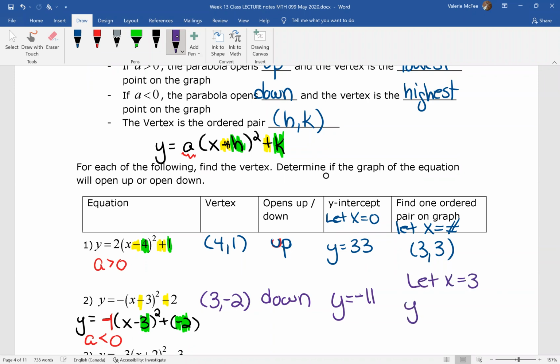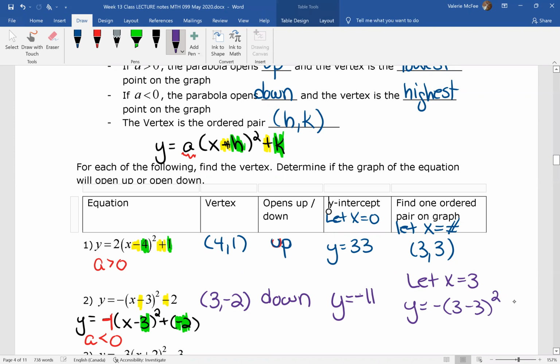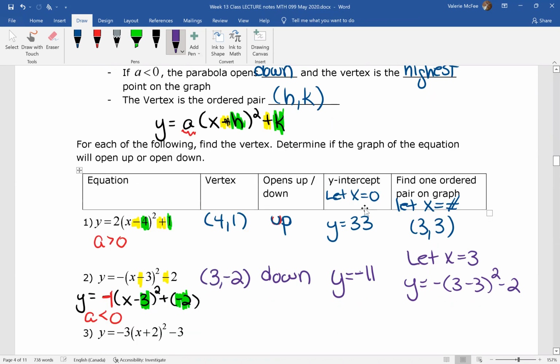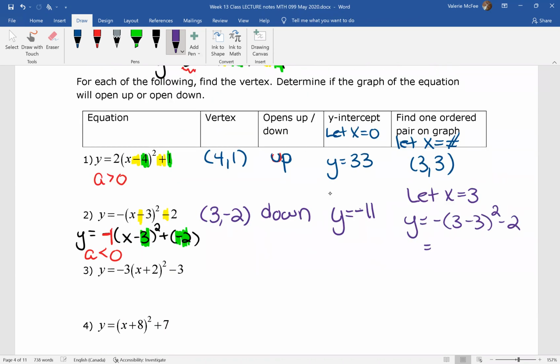So I have y equals the negative of (3 minus 3) all squared, minus 2. Three minus 3 is 0. The negative of 0 is 0. When x is 3, y is negative 2.